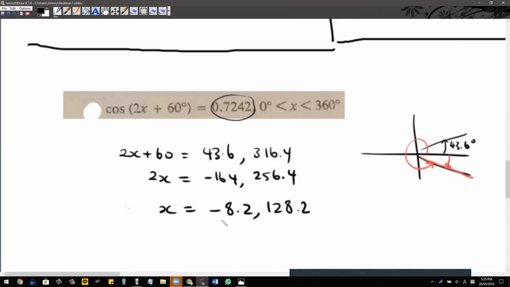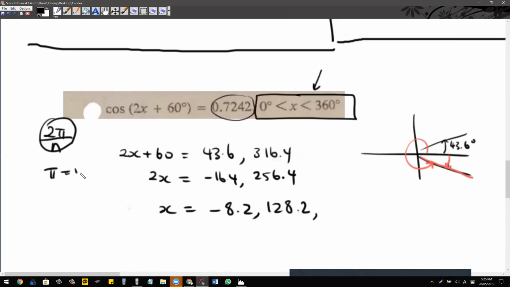Now, that's your 2 primary answers. This is the most important step. After that, you have to keep on adding or subtracting the period until you get all your desired answers within your domain. In this case, it's not including these two. Now, what's the period? Of course, it's 180 because it's 360 divided by n, isn't it? So it is a pi, which is 180. So you just add 180 to it.